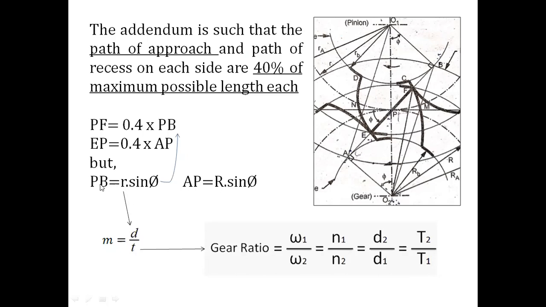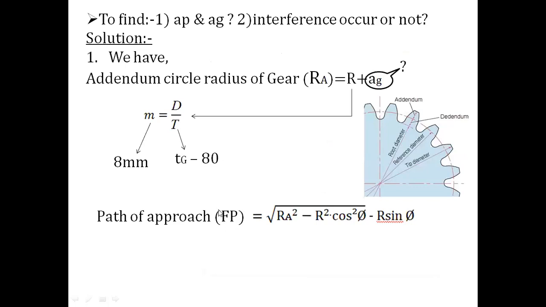So PB will be found out, so put the value of PB here. Then PF will be found out, and put the value of PF. This is known. Capital R is known. Phi is known. Only we have to find out RA. Only one factor is unknown, so we can find out RA.